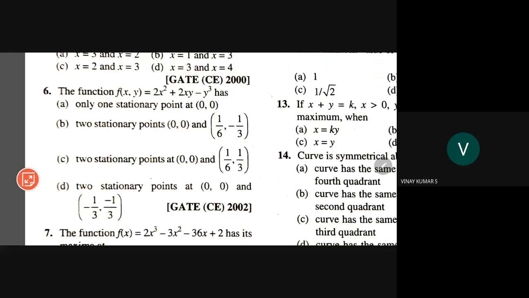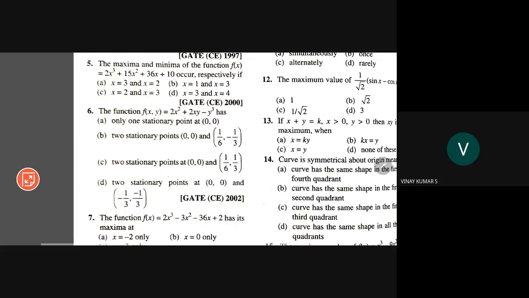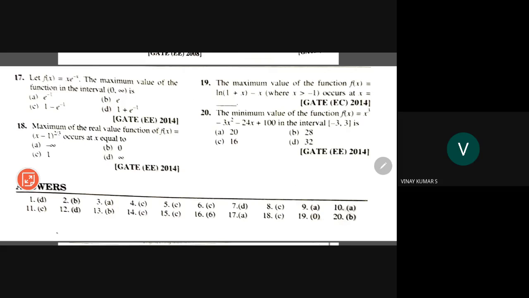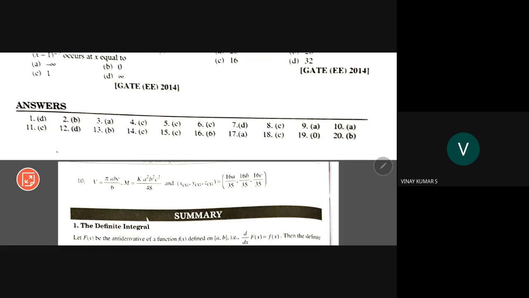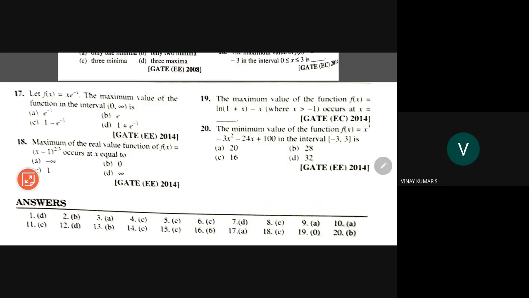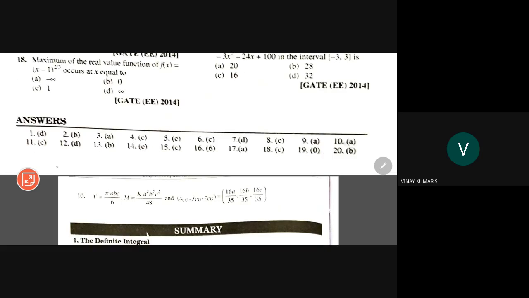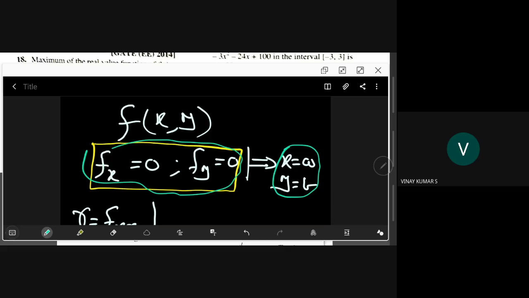Yeah, we will stop and we'll see in the next class. If some problems are there, we'll see. For now, we'll stop, and next class we'll see some more problems on maxima, minima, and then we shift to integration. So that's all for today.